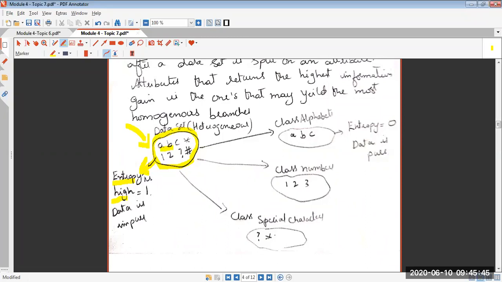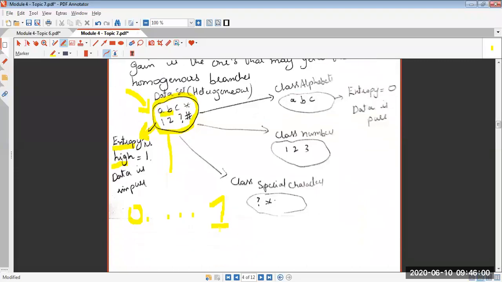Okay. So one more information for you. Entropy will be in the range of 0 to 1. Okay. 0 to 1. A high entropy is at the maximum boundary, that is 1. This is the maximum boundary. Okay. This is the max. Okay. This is the minimum.